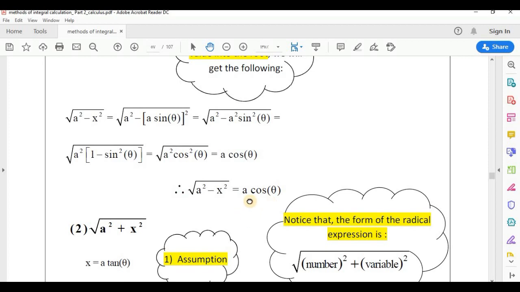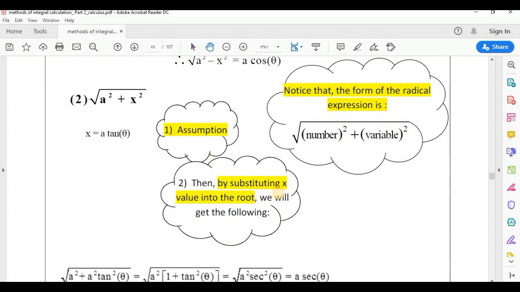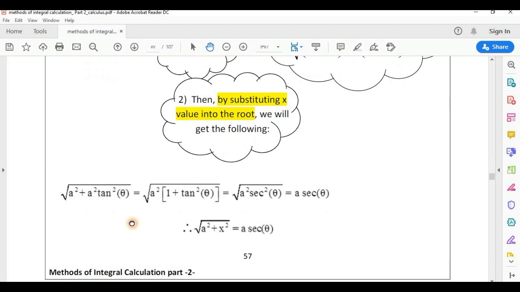Simple and easy. Let's see the second one. We have this radical expression. Notice that the form of this radical expression is under root number square plus variable square. The first step, assumption. The assumption will be x equal a tan theta. If we have this type of form of radical expression, then our assumption will be directly x equal a multiply tan theta. By substituting the value into the root, we will get the following result.